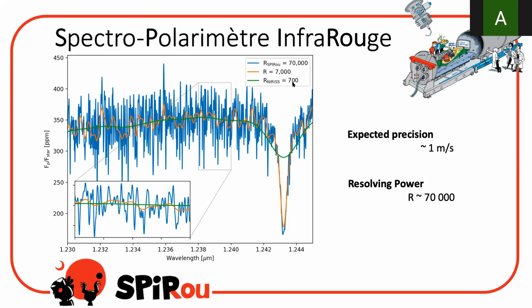And if you get to lower resolution, you can see that you lose a lot of this information, more specifically in the green line. If you look at the green line, it's NIRISS resolution at 700, and you can see that you're losing most of this information. NIRISS, for those who don't know, is one of Canada's contributions to the James Webb Space Telescope. You only keep the broadband information or the strongest lines.